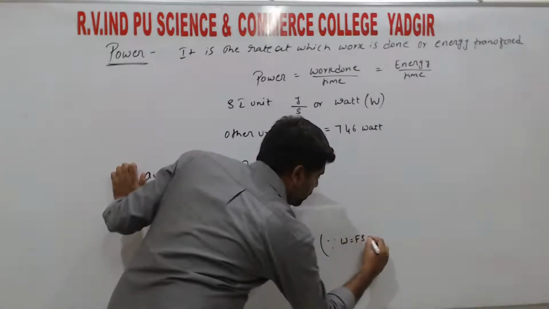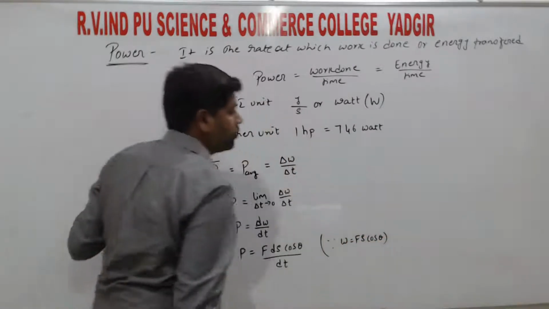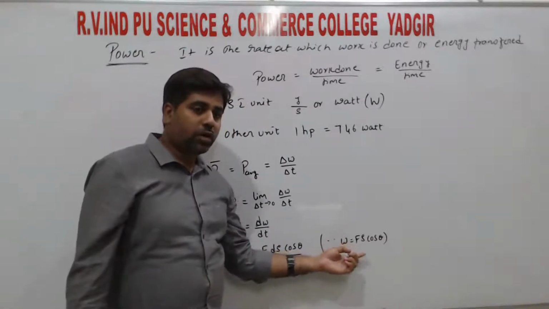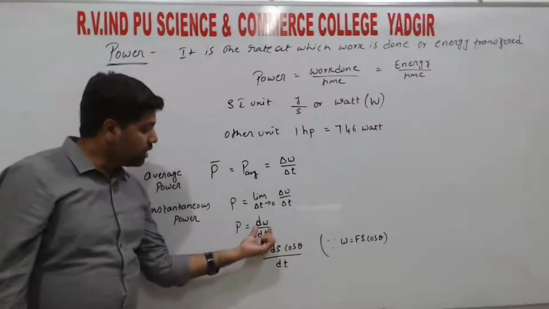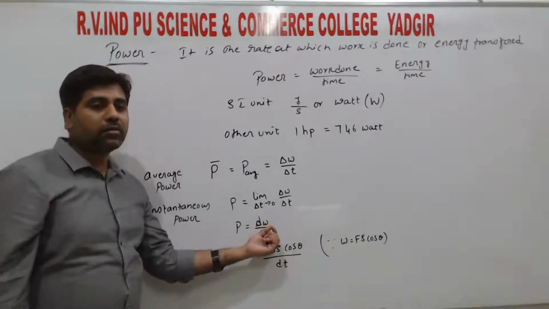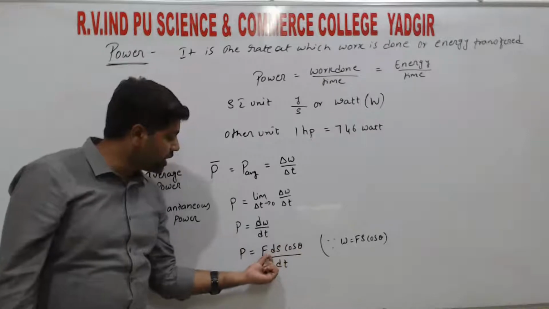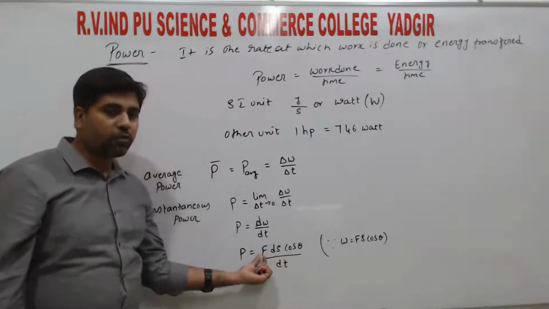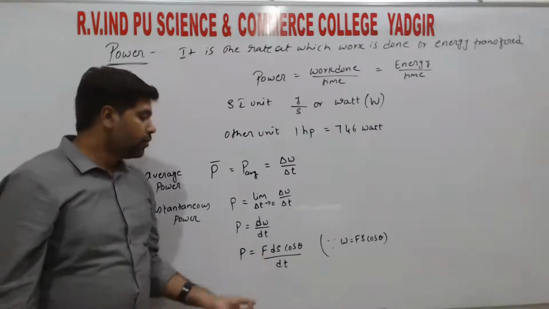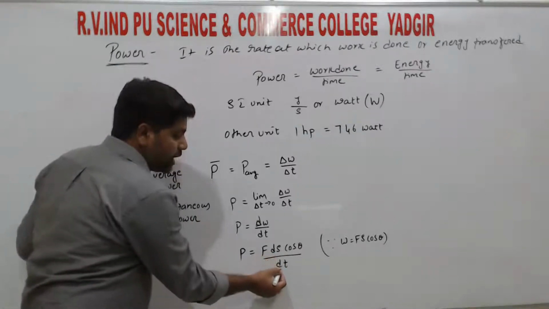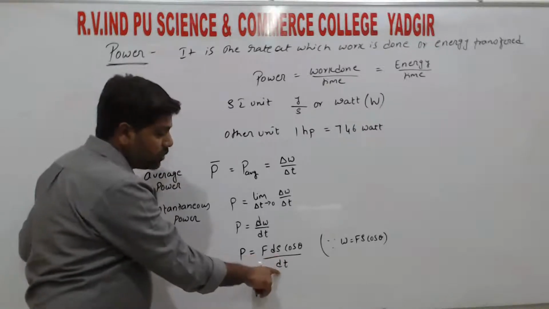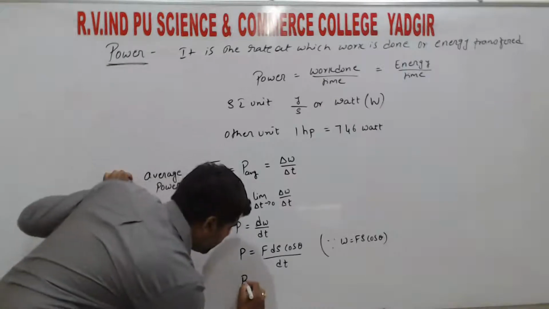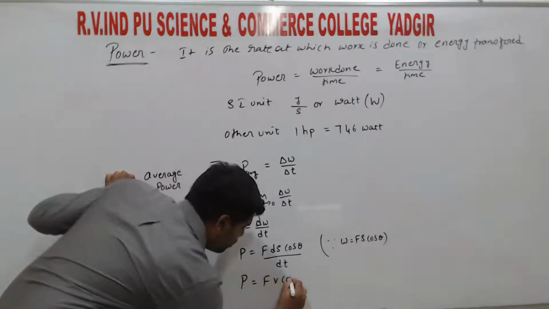W is equal to Fs cos theta. So this is the total work done, which we have defined. Here, a small work is being done, so there is a small displacement, hence we take F ds. ds is the small displacement and F is the force applied on that object. Again ds by dt, the rate of change of displacement with respect to time, we call velocity. So P is equal to Fv cos theta.